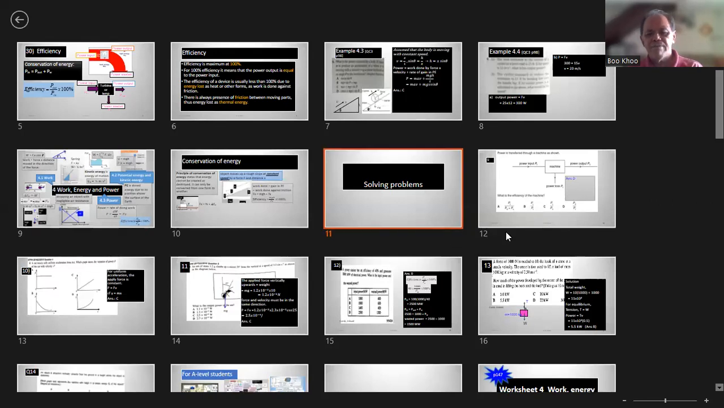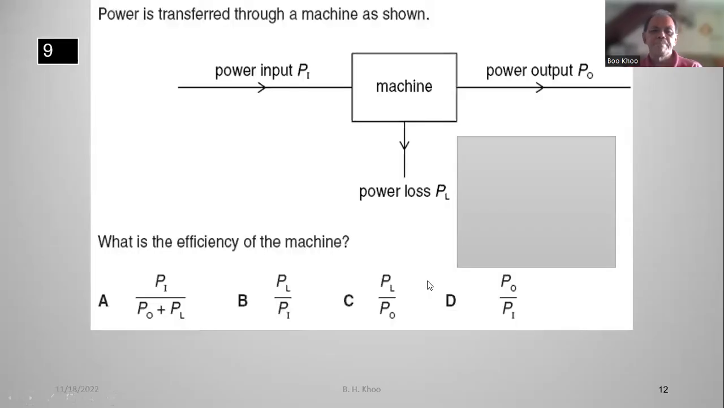Okay, let's try solving some other problems. It's an A-level question. Power is transferred through a machine as shown. Power input, power output, power loss. What's the efficiency? What's the answer? Right, the answer is D.